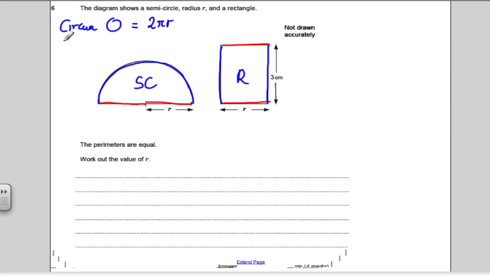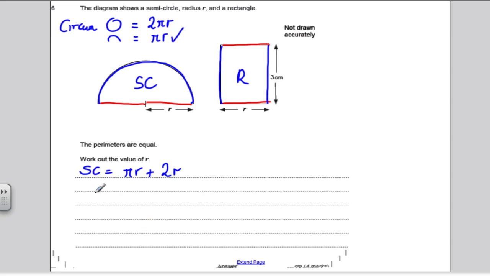Okay, you need to know that formula. So the distance of half a circle is a half of this, which is just pi times the radius. Okay, so we can use that knowledge to work out the perimeters of each. The perimeter of the semicircle, well, it's this distance here, which is half the circumference of the whole circle, which we said was pi r. So it's pi r plus 2 lots of the radius, plus 2 lots of the radius.